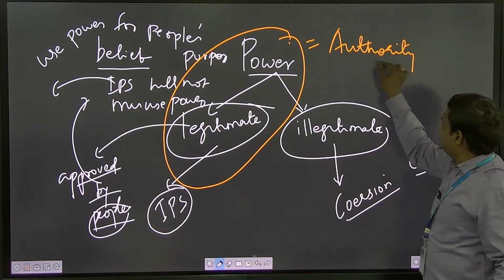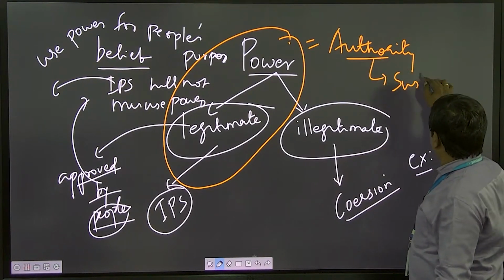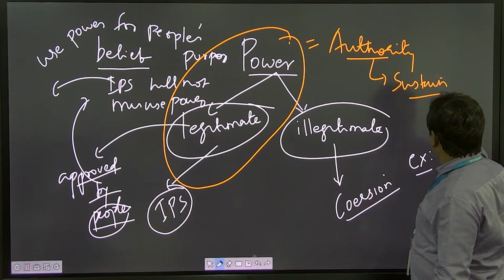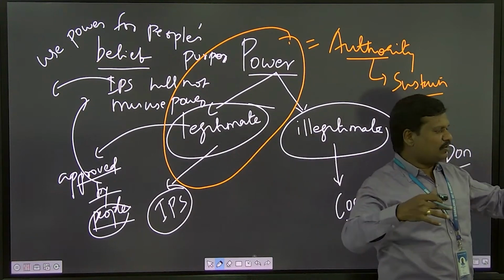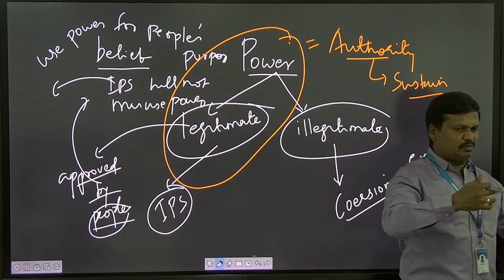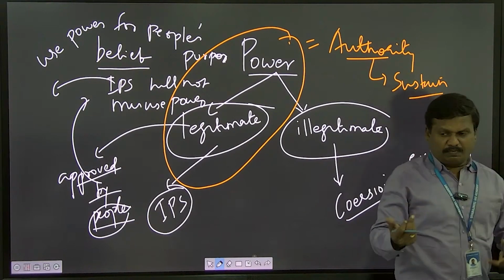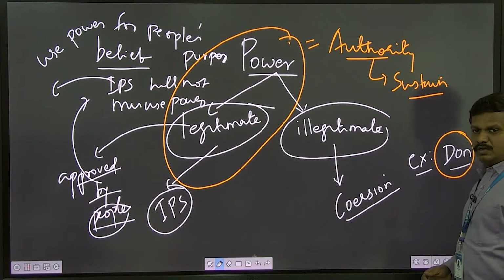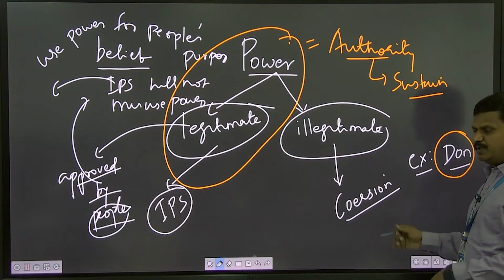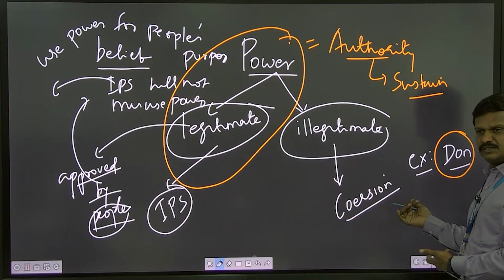This is a sustainable power. It will sustain. Why? Because people believe that you will not misuse power. So therefore, voluntarily people will do what you wanted them to do. But this will not be sustainable because Don will become old. He will be physically weak. Now people don't listen to what he says.